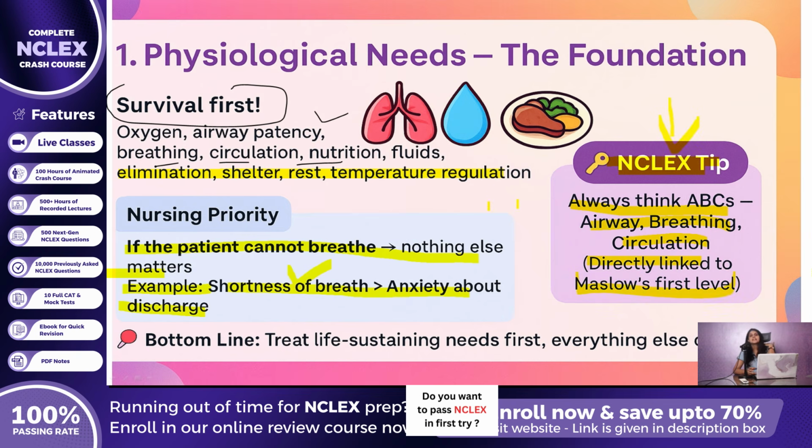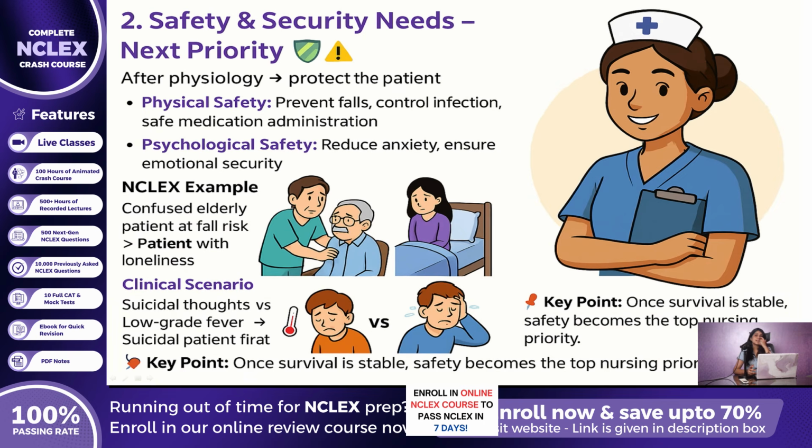The second level is safety and security needs. Once physiological stability is achieved, the next priority is safety. This includes both physical safety, like preventing falls, controlling infection, and administering medications safely, and psychological safety, reducing anxiety, ensuring emotional security. For example, imagine a confused elderly patient at risk of falling versus a patient complaining of loneliness. The NCLEX answer is the fall risk, because safety outweighs emotional needs.